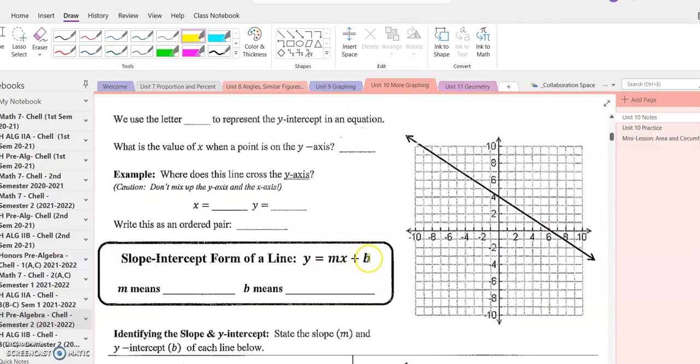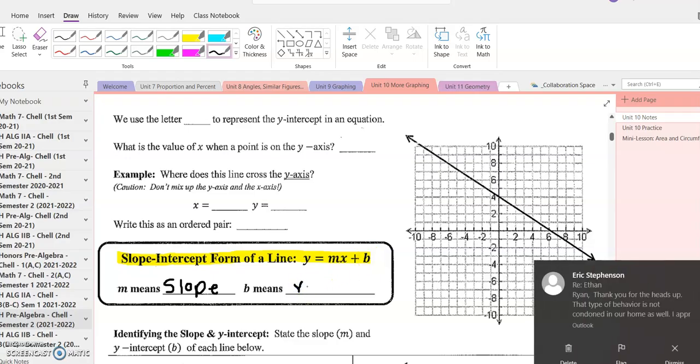I've actually got it already written out for you. Slope-intercept form of a line is the equation y equals mx plus b. Y and x are just normal variables. You can plug in numbers for those. But m and b are two specific variables. If you remember from last unit, the m represents slope. We should be pretty familiar with slope. So the m is slope, the rise over the run. B is new. B is what we call the y-intercept.